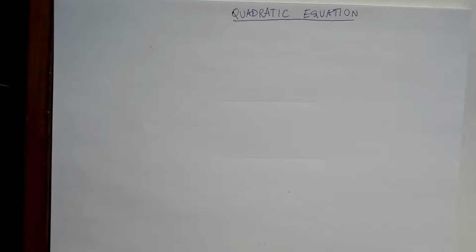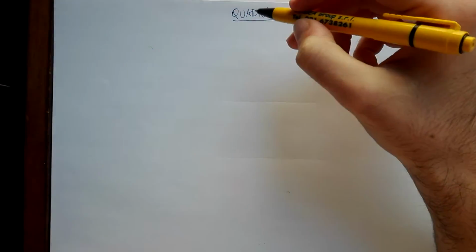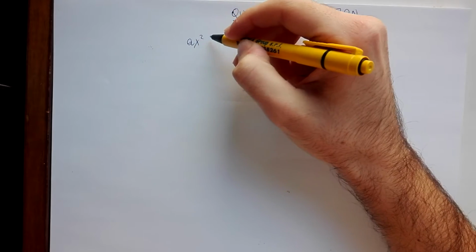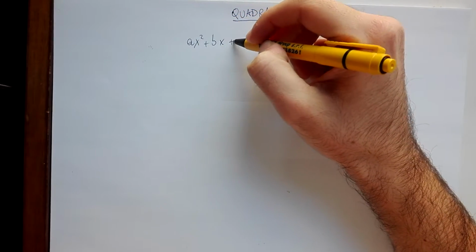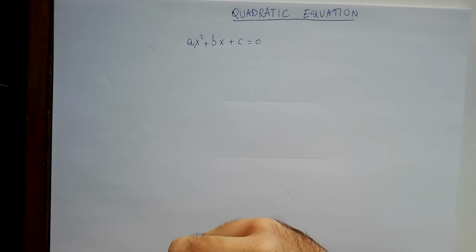Hi everybody, in this video I want to give you a general picture to understand why in a quadratic equation we have three cases, delta greater than 0, equals 0 and smaller than 0, that correspond to different kinds of solutions. So let's start with writing the quadratic equation. Ax squared plus bx plus c equals 0.